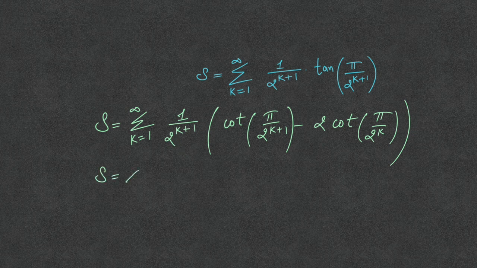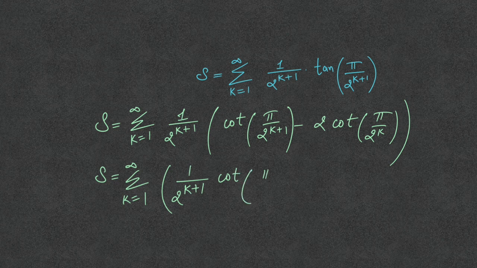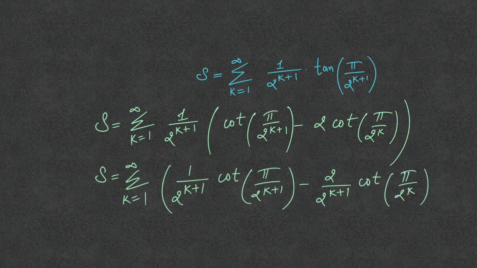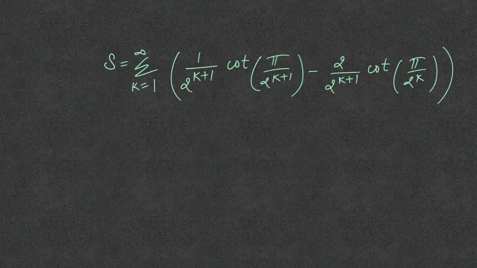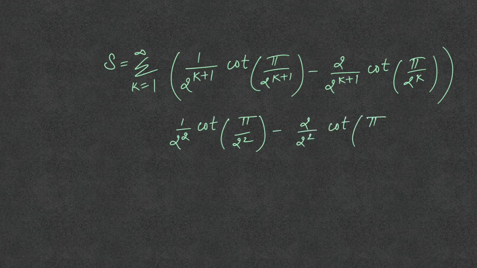Multiplying this inside the bracket, summation k starts from 1 to infinity 1 upon 2 raised to power k plus 1 into cot of pi upon 2 raised to power k plus 1 minus 2 upon 2 raised to power k plus 1 into cot of pi upon 2 raised to power k. Putting the values of k, we get 1 upon 2 raised to power 2 cot of pi upon 2 raised to power 2 minus 2 upon 2 raised to power 2 into cot of pi upon 2 raised to power 1. Putting k equal to 1.